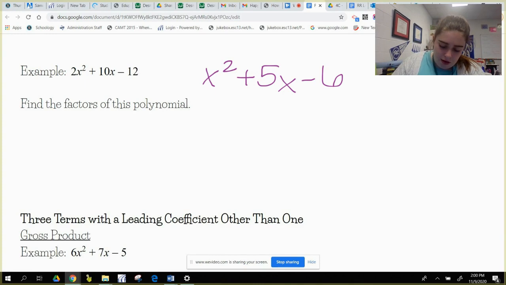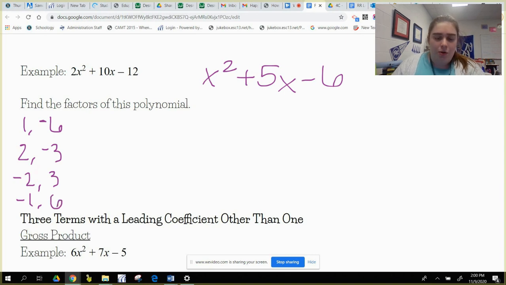So we could have 1 and 6. Let's go ahead and add our negative. We could have 1 and negative 6. We could have 2 and negative 3. We could have negative 2 and 3. And we could have negative 1 and 6. Okay, so those are all of our possible factors for that.